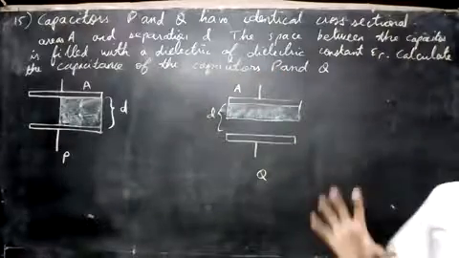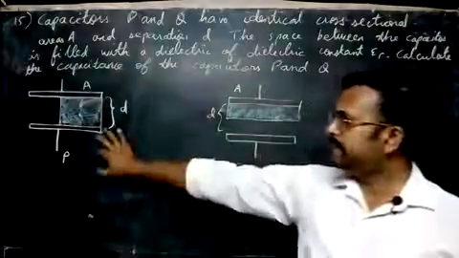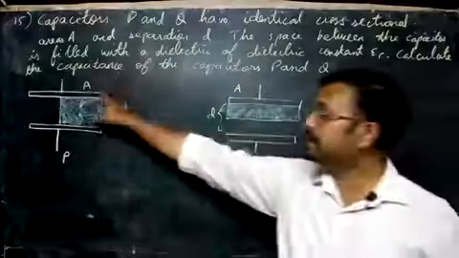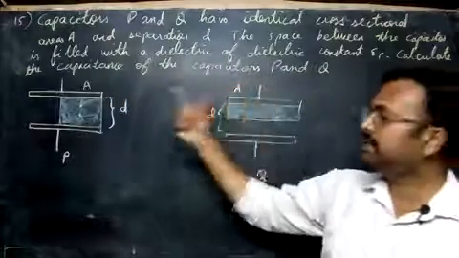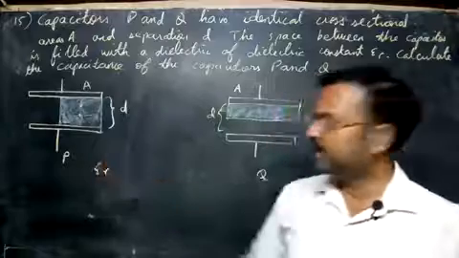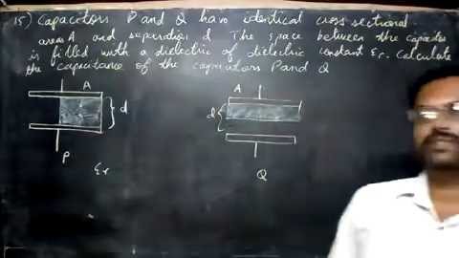So now we have two capacitors, capacitor P and capacitor Q. They are filled with dielectric here. The area of both the capacitors is the same. It's a parallel plate capacitor. There's a dielectric here. The permittivity of the dielectric is epsilon r, or the dielectric constant is epsilon r.